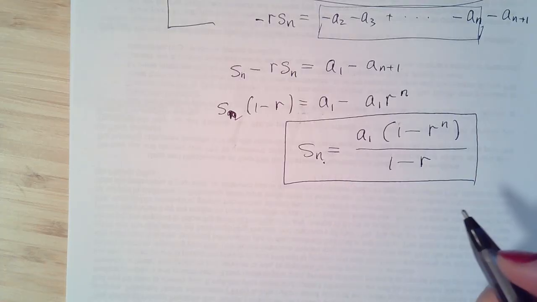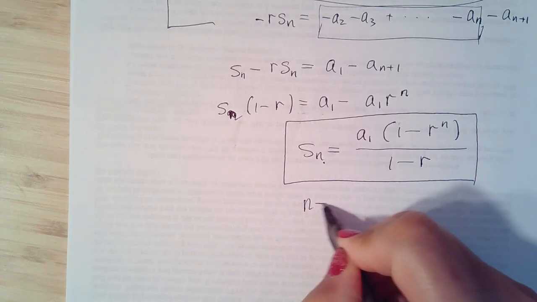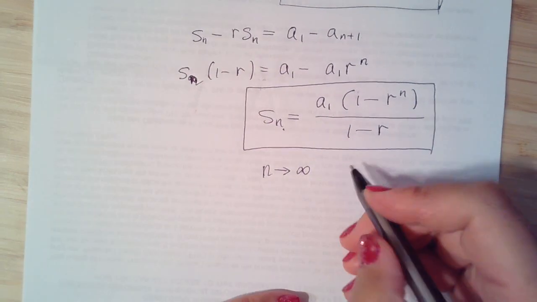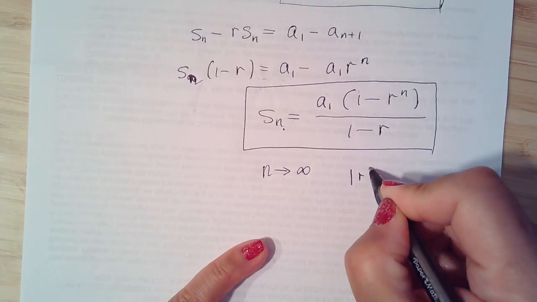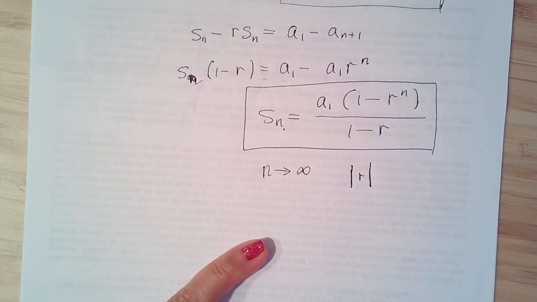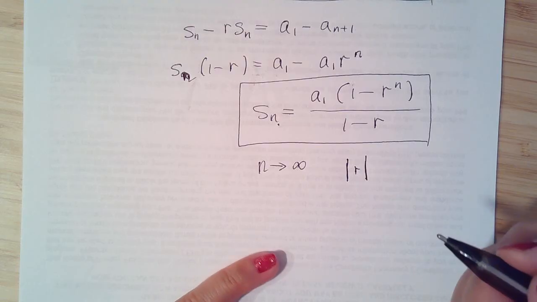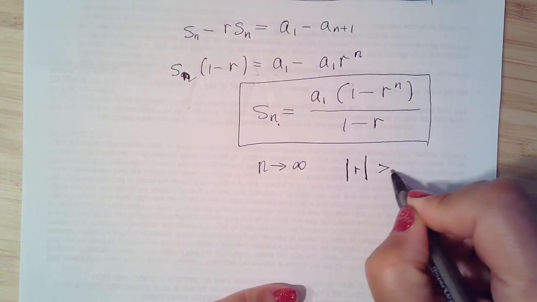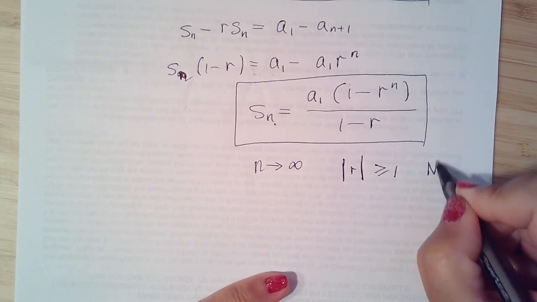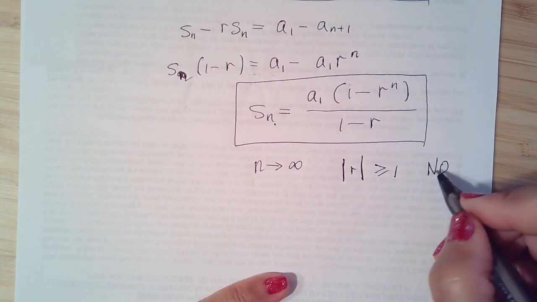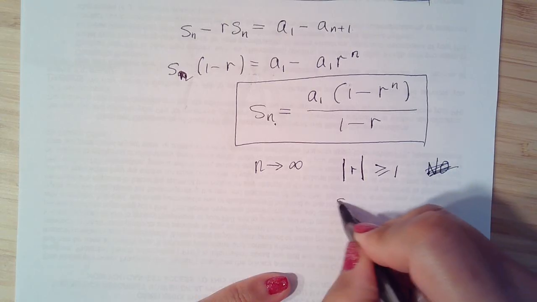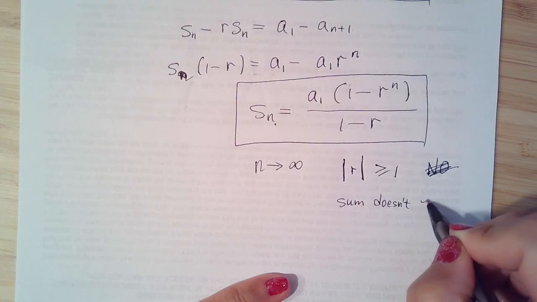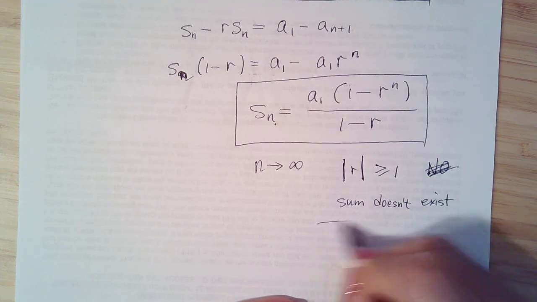And then what about if n goes to infinity, if n goes huge? Okay, I tell you what, if the absolute value of r, because r could be positive or negative, right, is greater than or equal to 1, then the sum doesn't exist. We cannot calculate that.